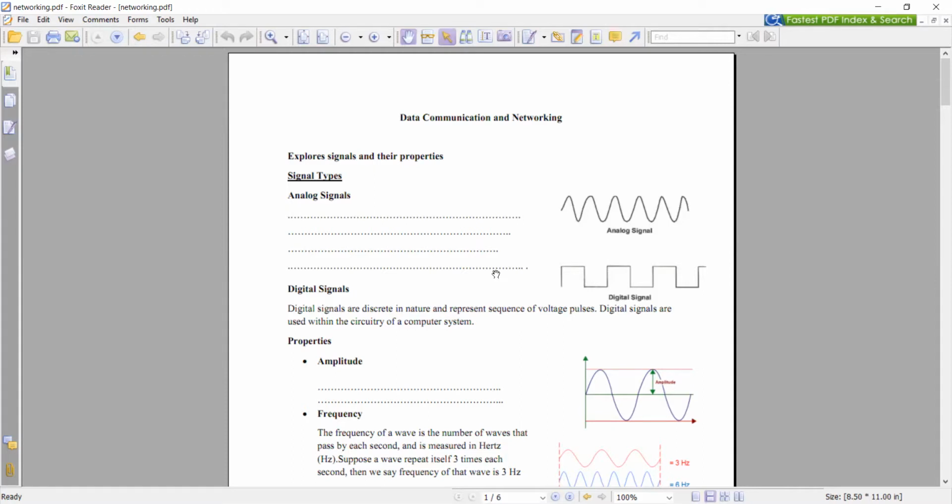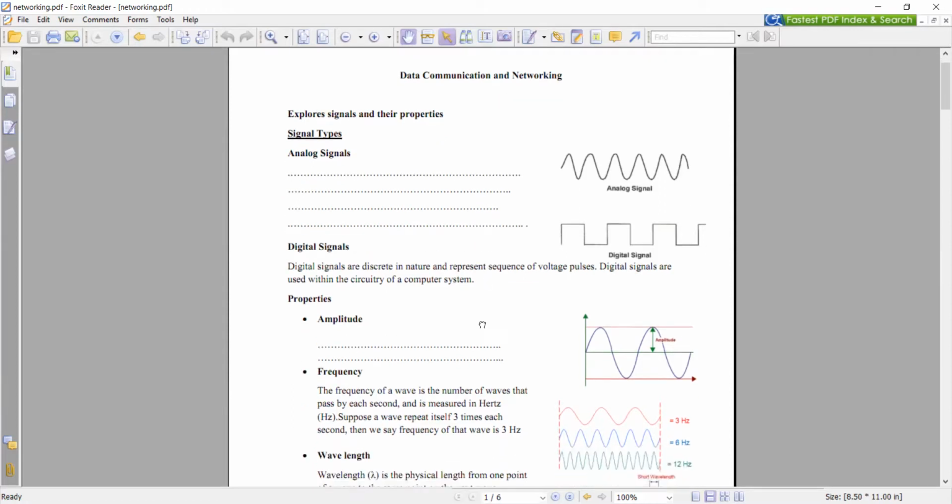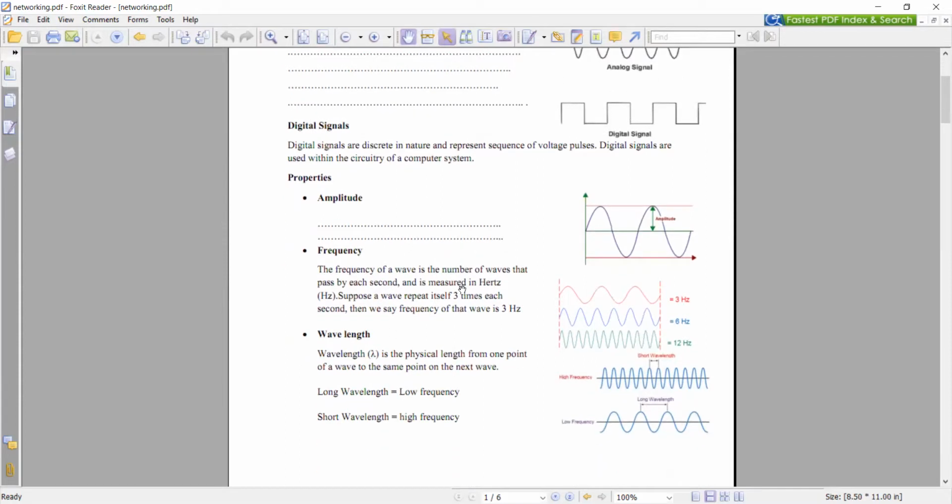Now analog signals. Even in our body we have analog signals, right? When you take pressure meters, thermometers, now we have digital meters also, right? So those are using analog signals, analog data. Then we'll see the properties of these signals.